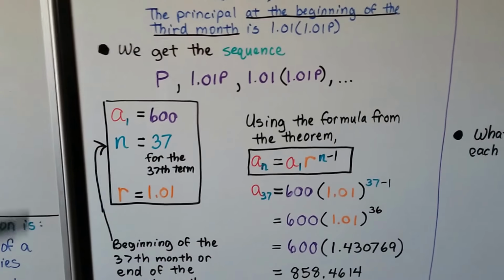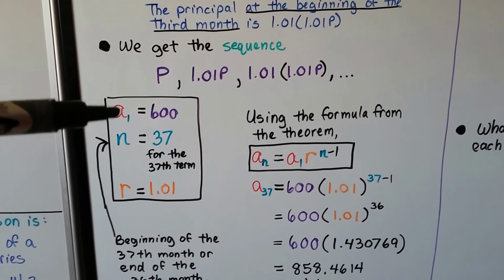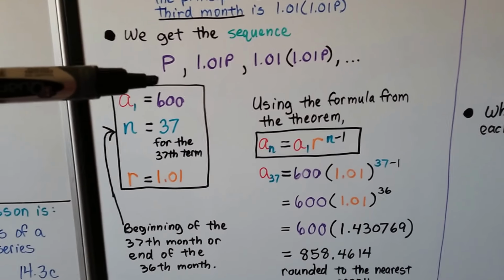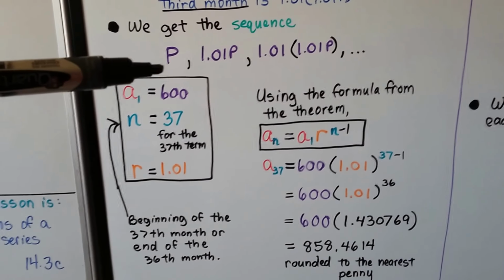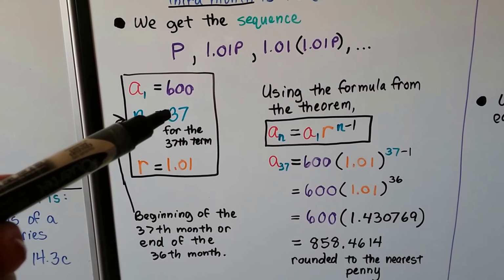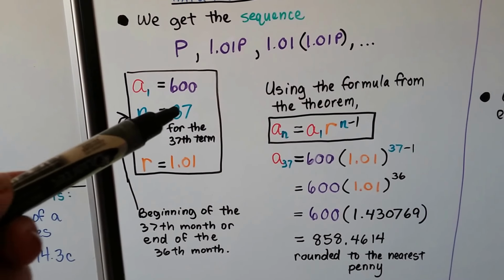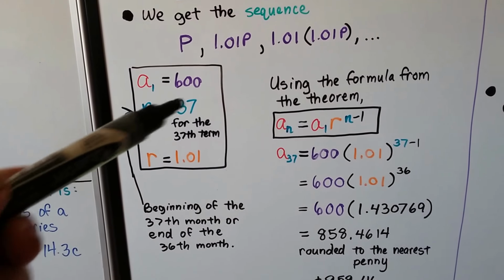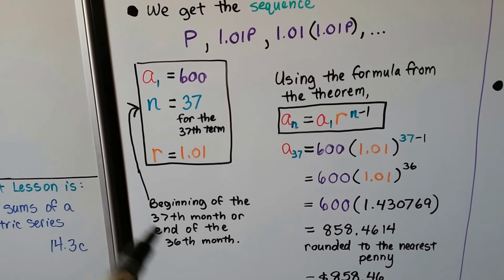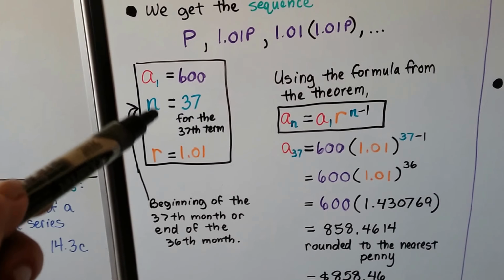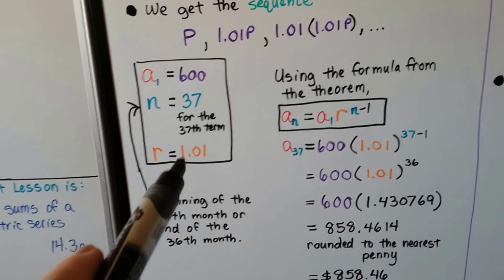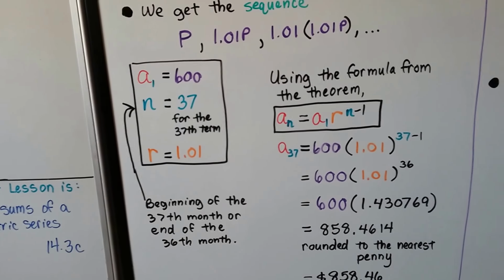So what do we know? We know A sub 1 is 600 because that's how much he borrowed. And when he borrowed it, there wasn't any interest until he walked out of the bank, right? We know n is going to be 37 for the 37th term. We could say it's the beginning of the 37th month or the end of the 36th month, but we're going to use n equals 37. We know the common ratio is 1.01, okay?